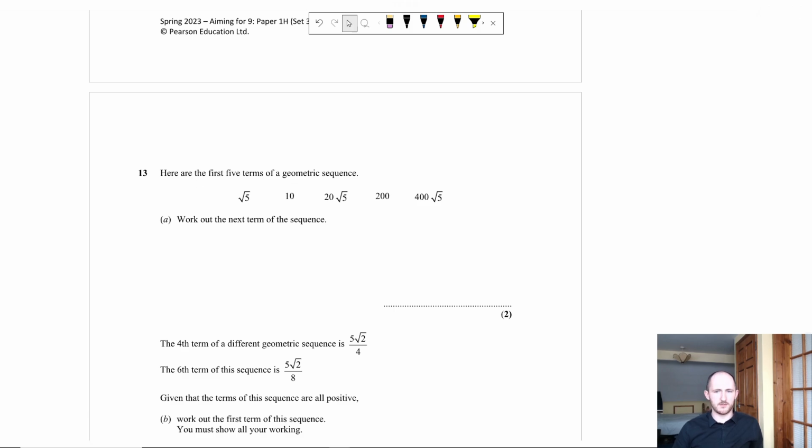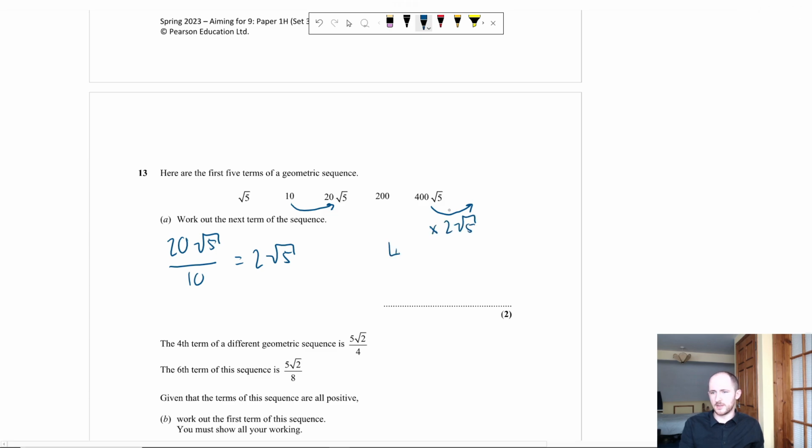Here are the first 5 terms of a geometric sequence. Work out the next term of the sequence. So what you need to do here is work out what the term-to-term rule is. Okay, and the way you do it for geometric is they're being multiplied by the same thing each time. So the way I would do this is you just pick 2 of them, so maybe from here to here, right? And you do 20 root 5 divided by 10, which is just 2 root 5. And that gives you what you're timesing by each time to get the next value, okay? So to go from here to the next value, I'm timesing by 2 root 5.